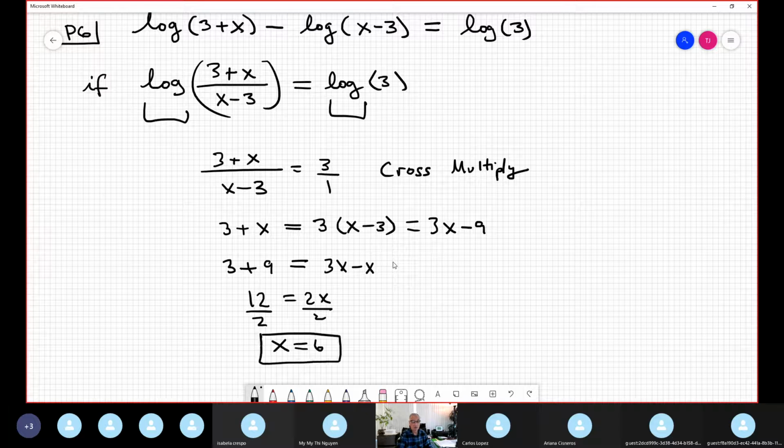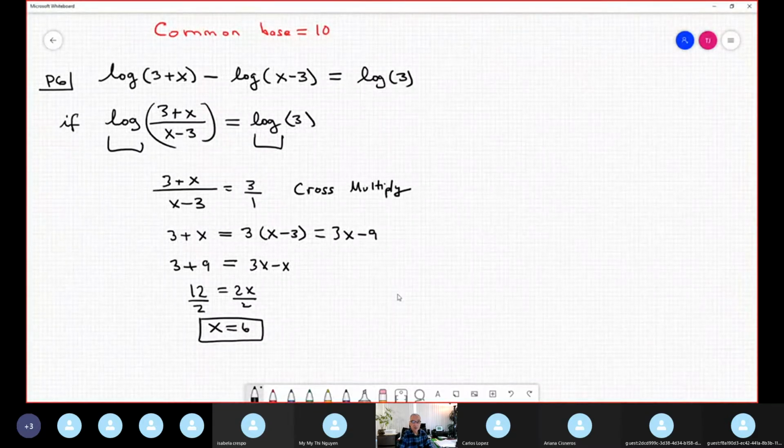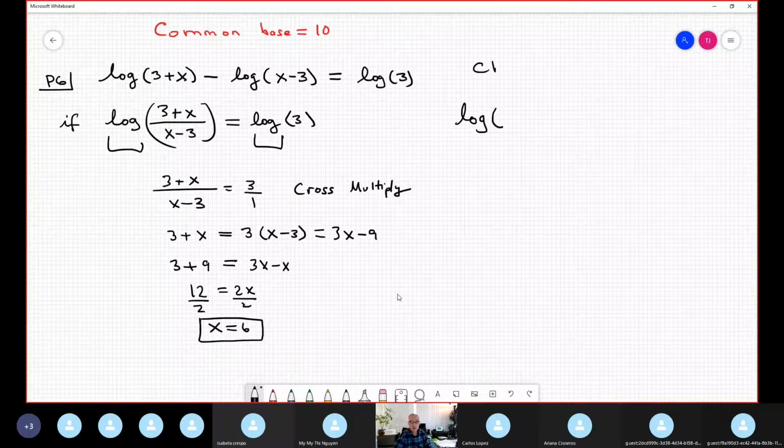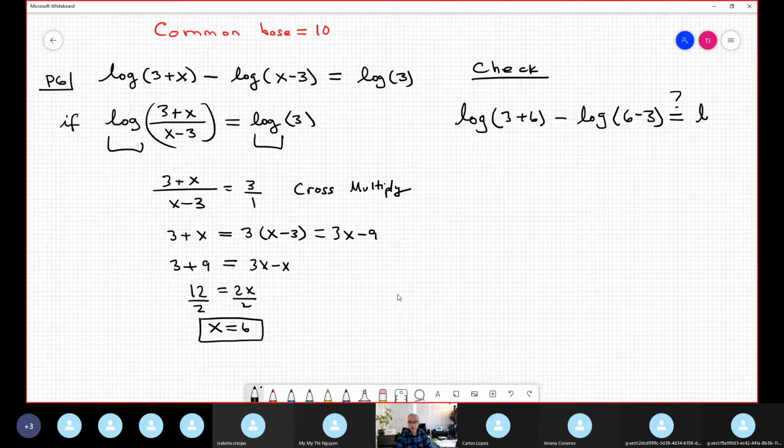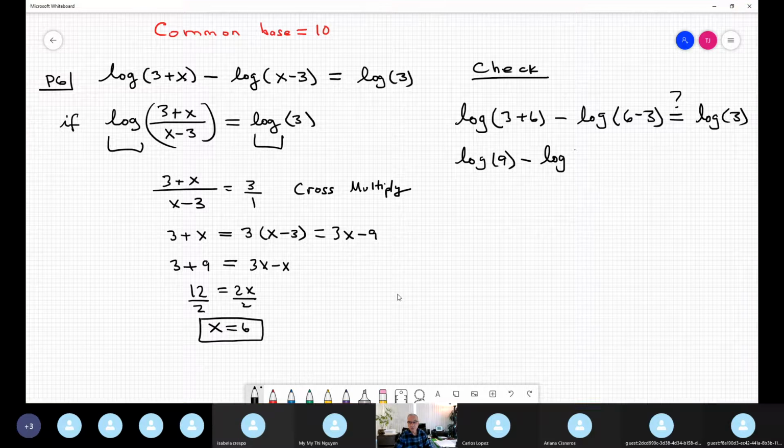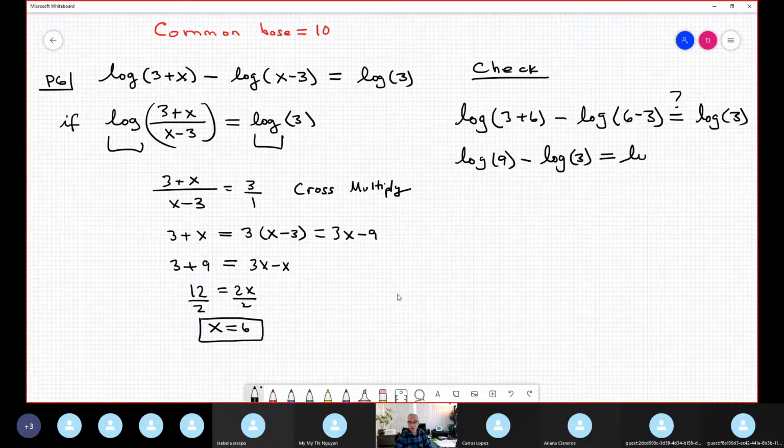And the solution I need to check in the original equation, just in case. This is the checking part, guys. The checking is important. If I don't see the checking part, no credit in this question. Logarithm of 3 plus 6 minus logarithm of 6 minus 3 should be equal to logarithm of 3. This is 9. This is 3. Should be logarithm of 3.